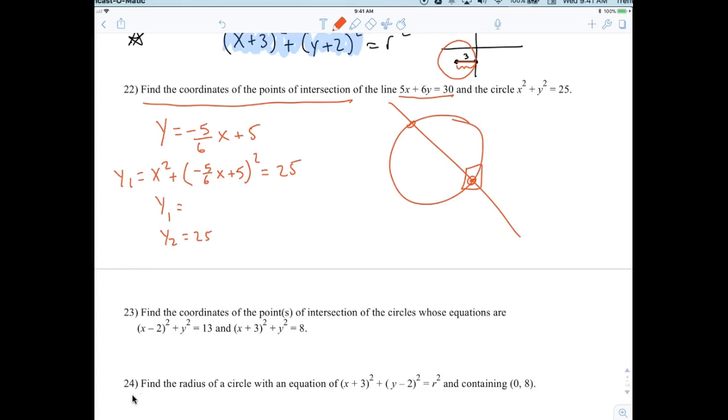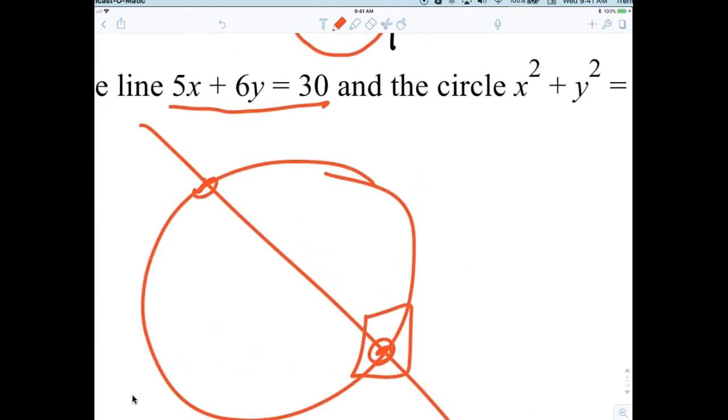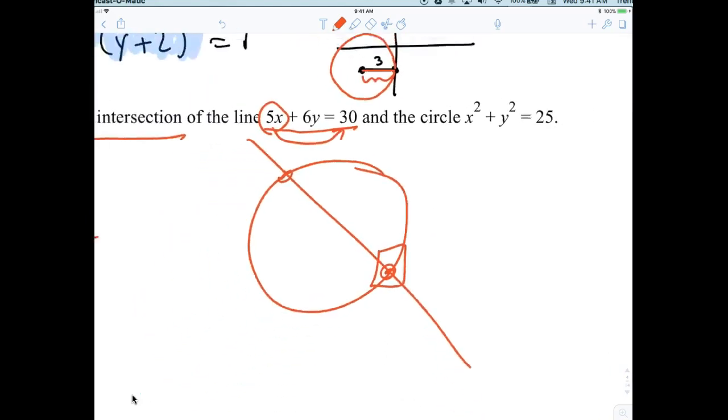Yes. In the first thing you wrote, why is it negative 5/6? Because I moved the 5x over. That's a good question. Oh, okay, got it.